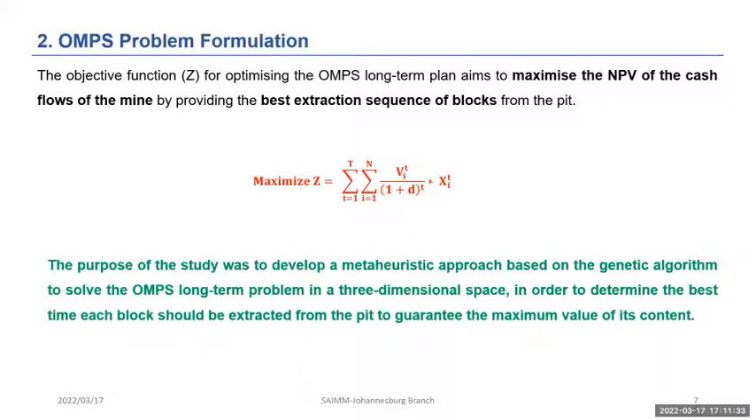XIT represents the proportion of block I extracted during period T. So, the purpose of this study was to develop a meta-heuristic approach based on the genetic algorithm to solve the production scheduling on a long-term plan in a three-dimensional space, in order to determine the best time at which each block within the pit should be extracted to guarantee the maximum value of its content.